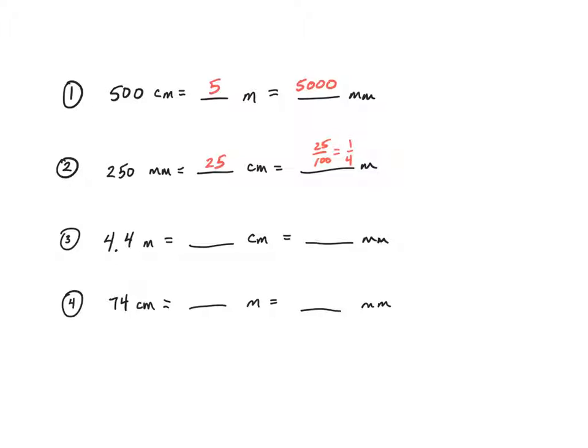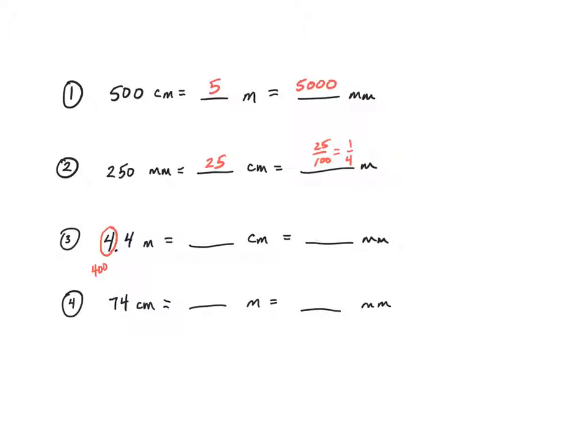Question 3 says 4 4/10 meters is how many centimeters and also how many millimeters. There are 100 centimeters in a meter. So I know I have 4 groups of 100, because those 4 whole meters are equal to 4 groups of 100 centimeters. So that's definitely 400 centimeters.